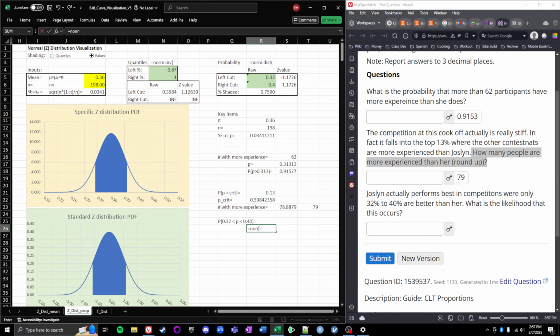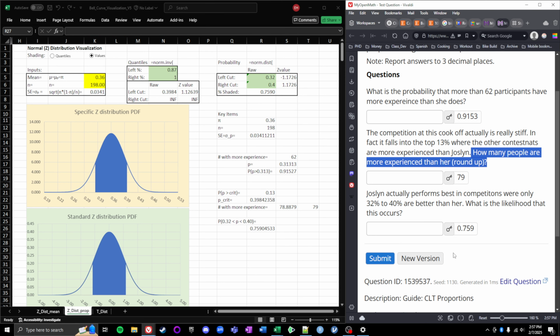We're going to do equals norm.dist. I need to get the big value in there first. So it's going to be the 0.4, comma, we have a mean of 36 and our standard error that we calculated. We want to say true. Then we subtract from it the area of the smaller one, which we get from norm.dist of our 0.32, our smaller one, with the same mean and the same standard error. Then we do true, and hit enter. When we do that, we get that exact same value of 75.9.